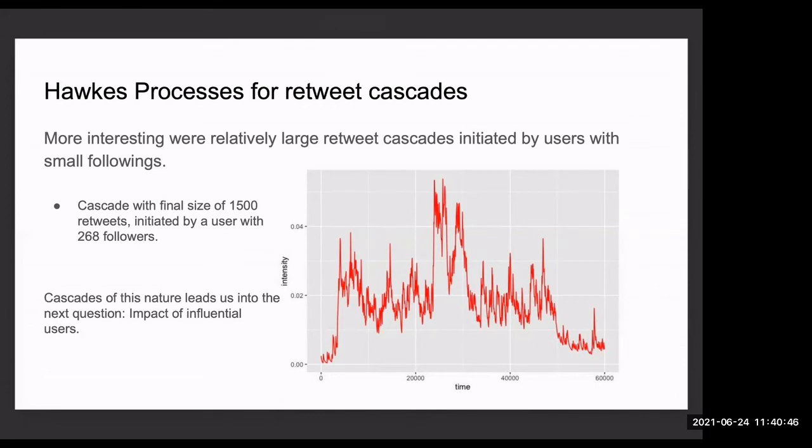So this leads us on to the next and last question, which is the impact of influential users. The natural implication is that here someone with a lot of influence has retweeted the tweet, and thus the tweet gets more exposure and then gets shared a lot because of the influence of these users, which makes these big spikes basically.